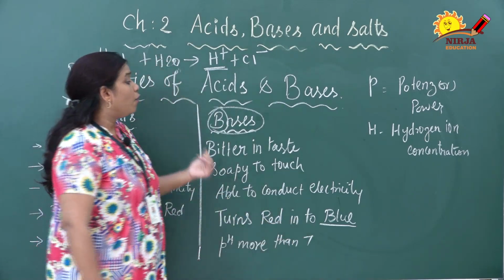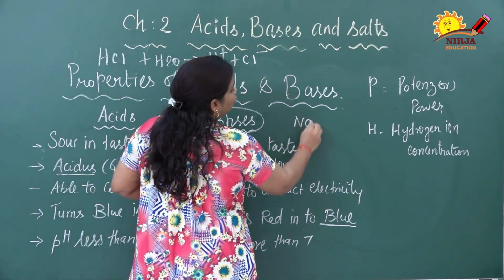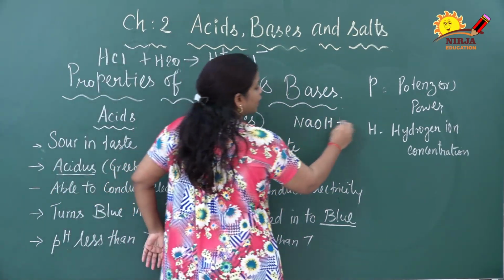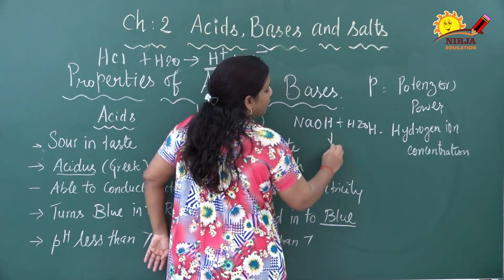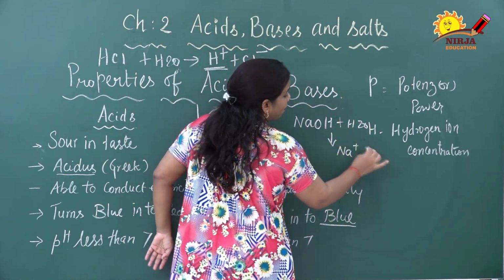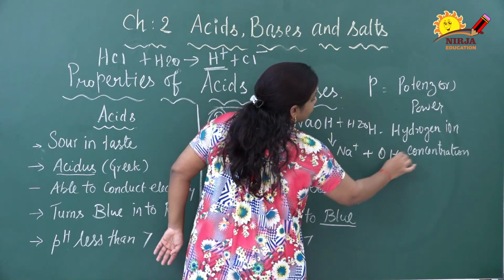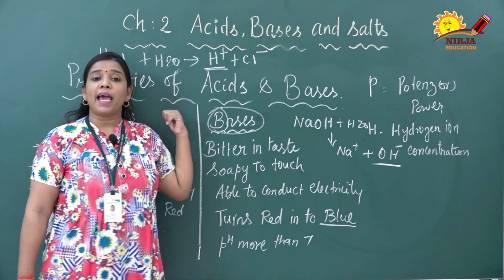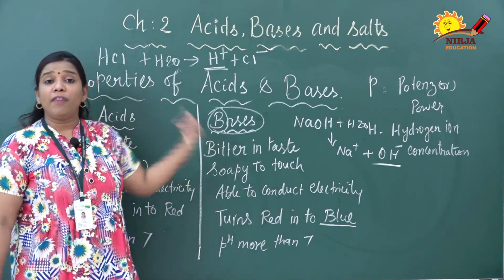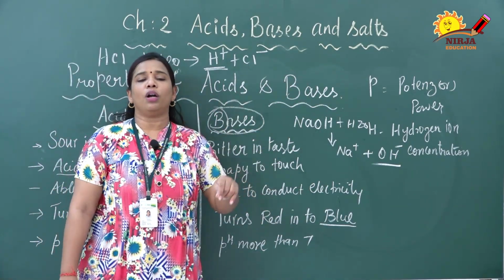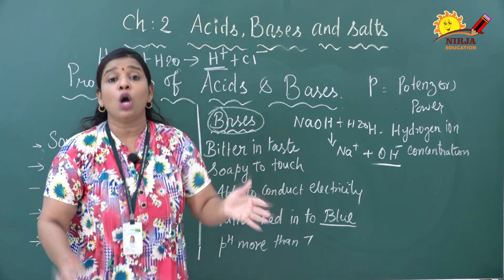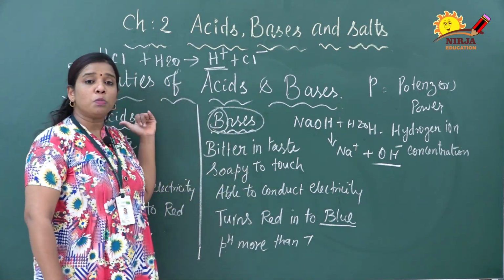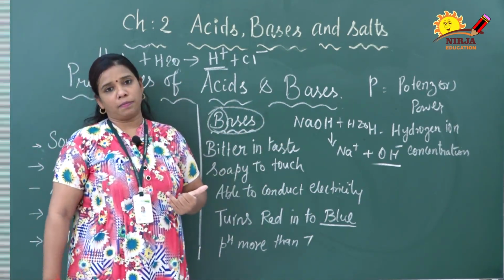The next one is when we add a base into water. Suppose I am taking sodium hydroxide and putting it inside the water. What will happen? It separates into Na plus and OH minus ions. It separates hydroxide ions. When we add acids, they separate H plus ions, but when we add a base into the water, the base dissociates into OH minus ions. So that is the major difference between acids and bases.